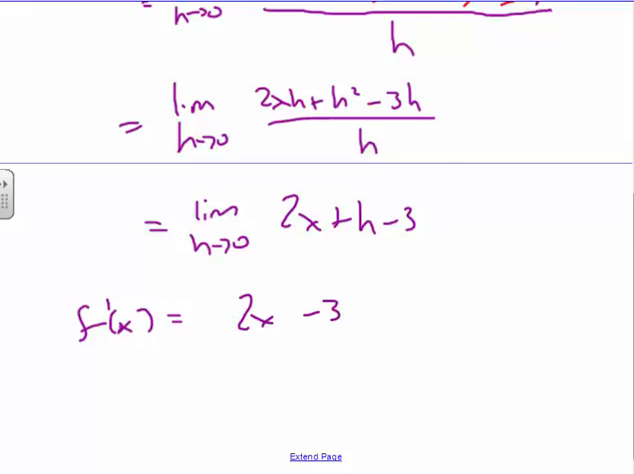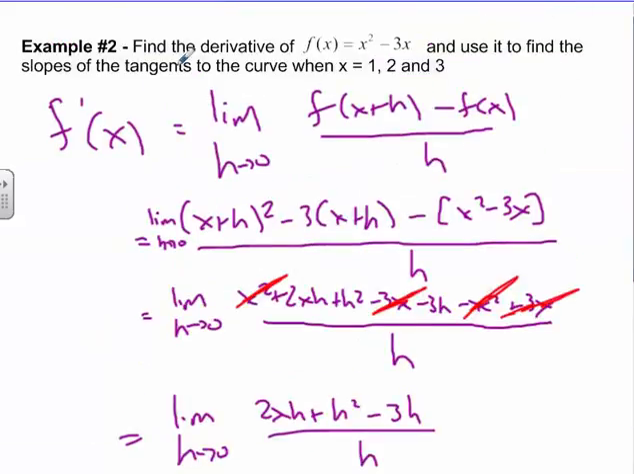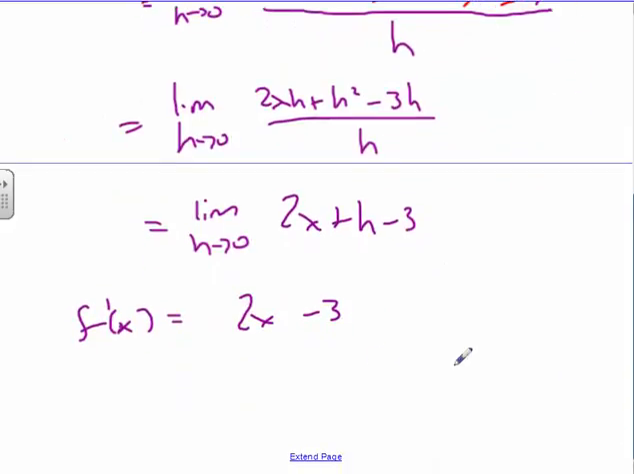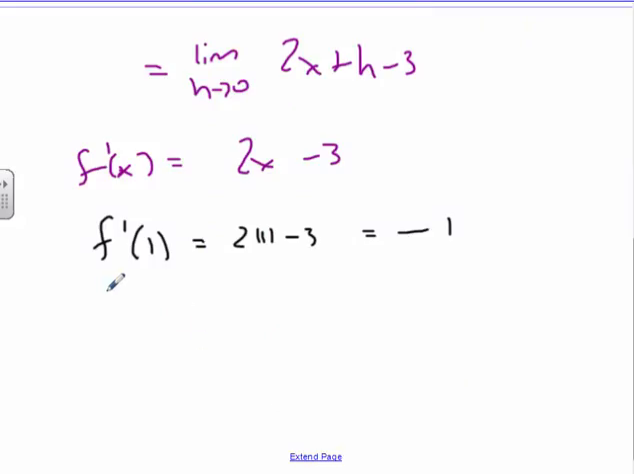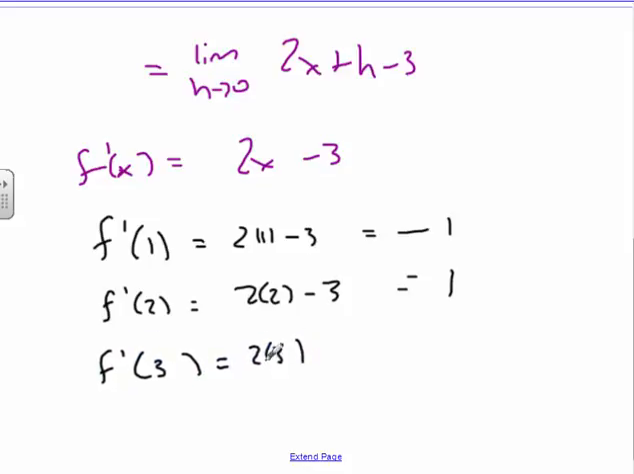But this question had one more part to it. I actually asked you to find me the slope of the tangent when x was 1, 2, and 3. Well, now all I have to do is find the slope when x is 1. Just plug in 1. So when x is 1, the slope is minus 1. When x was 2, the slope was 1. And when x was 3, the slope was 3.